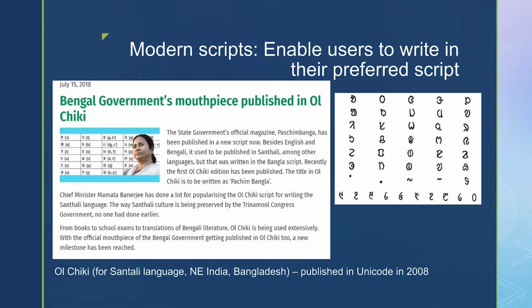For communities of modern minority speakers, having access to a script means they can communicate in their preferred script instead of one of the other predominant scripts. The Old Chiki script is such an example. It was created by a member of the Santal community to write the Santali language used in northeast India. The language has also been written in Latin script, Devanagari, Bangla, and Oriya scripts. Old Chiki's use has grown, and now the Bengal state government's official magazine will be published in this script, as reported in the article shown on the slide.